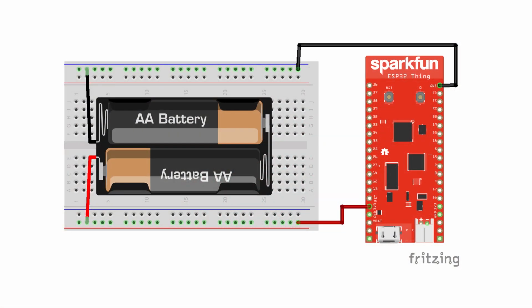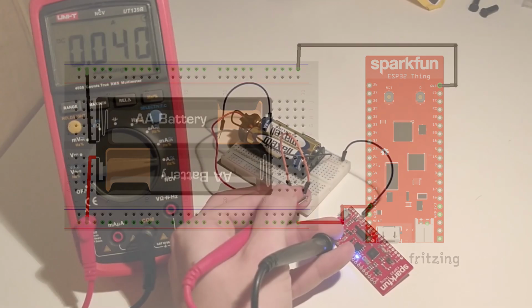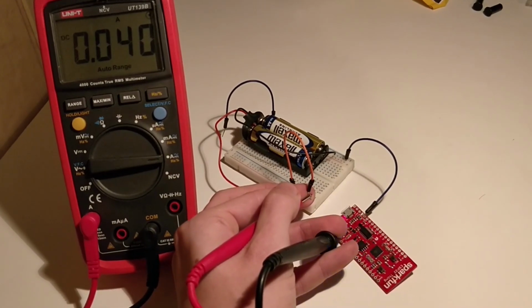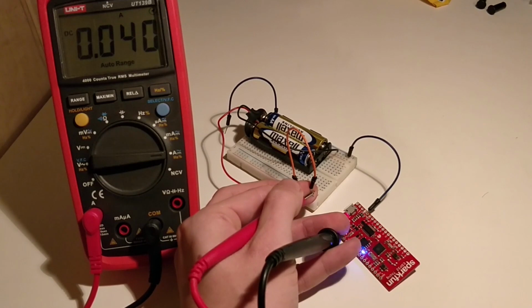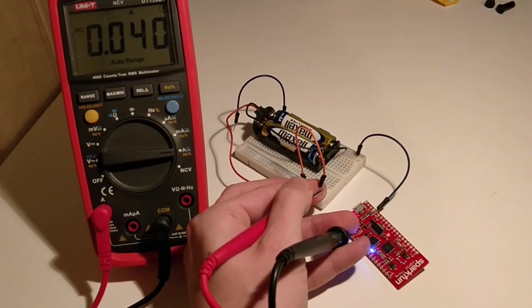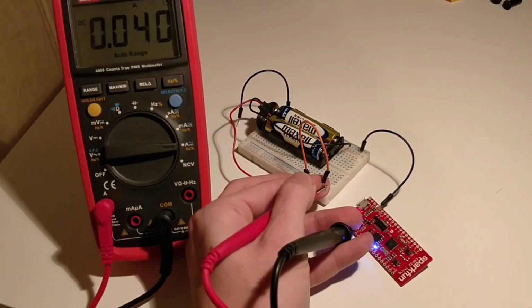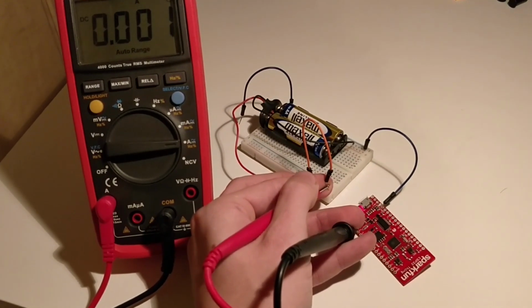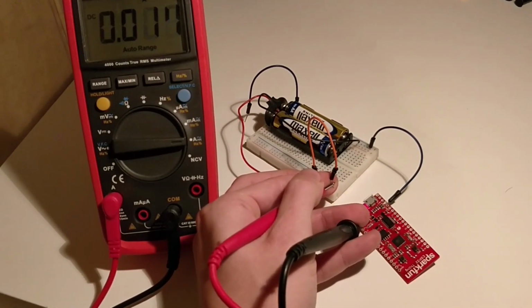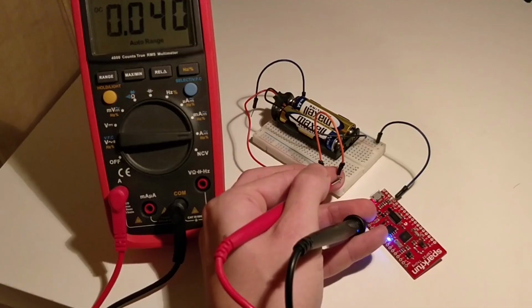The schematic will be on screen right now. And as you can see, the ESP32 consumes up to 0.040 ampere when it's active. And once it goes into deep sleep, it only uses up to 0.001 ampere, which is a big difference.